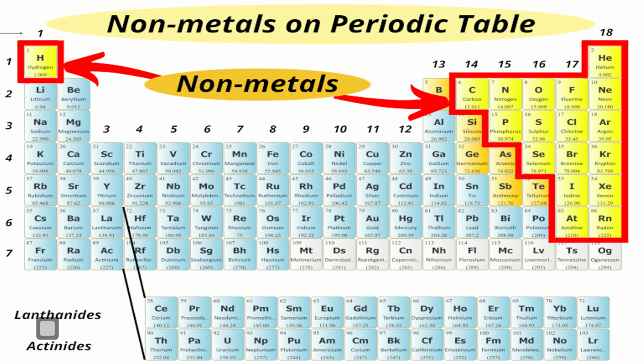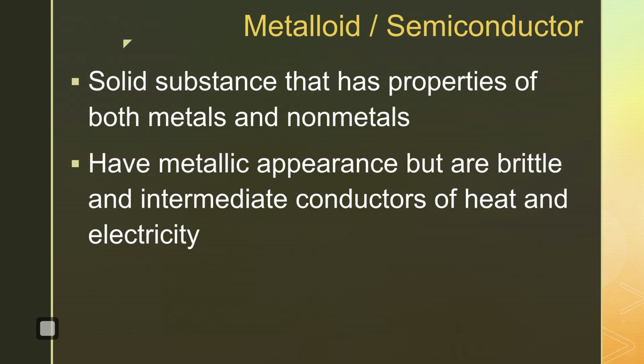There are some that are solids, and again there's one that is a liquid. They are on the right side of the staircase. You can see they don't include the staircase. They're above the staircase and everything on the right, and then also hydrogen. Again, hydrogen is its own little sneaky one over there. The last group is metalloid semiconductors. These are the ones on the staircase.